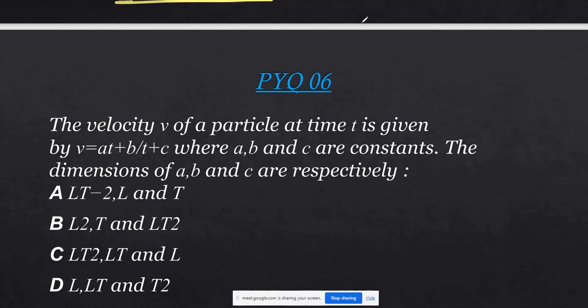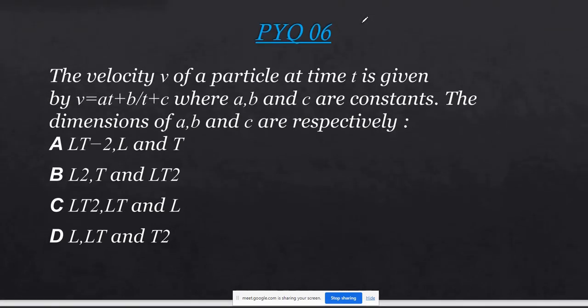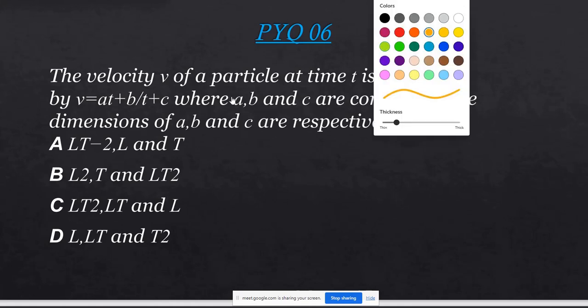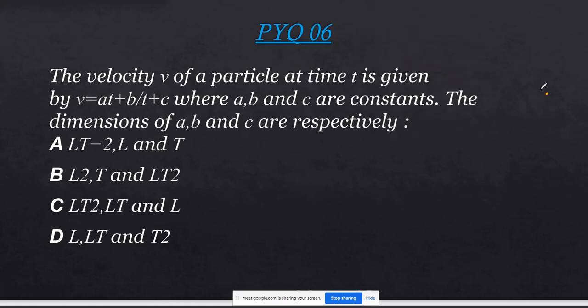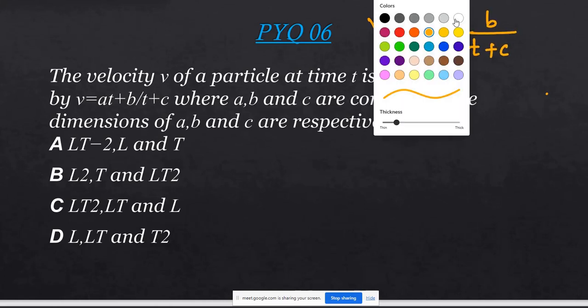One more previous year question from this concept. The velocity v of a particle at time t is given by v is equal to at plus b by, this is like beta, v is equal to at plus b by the whole denominator t plus c. Now immediately understand, don't read the remaining question. If you are getting any information from the very beginning part, just try to get it.